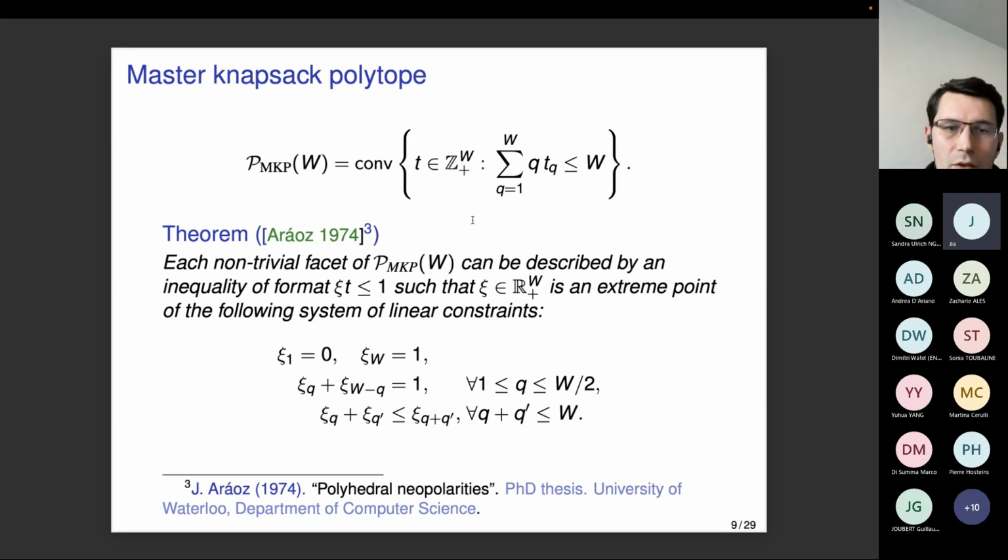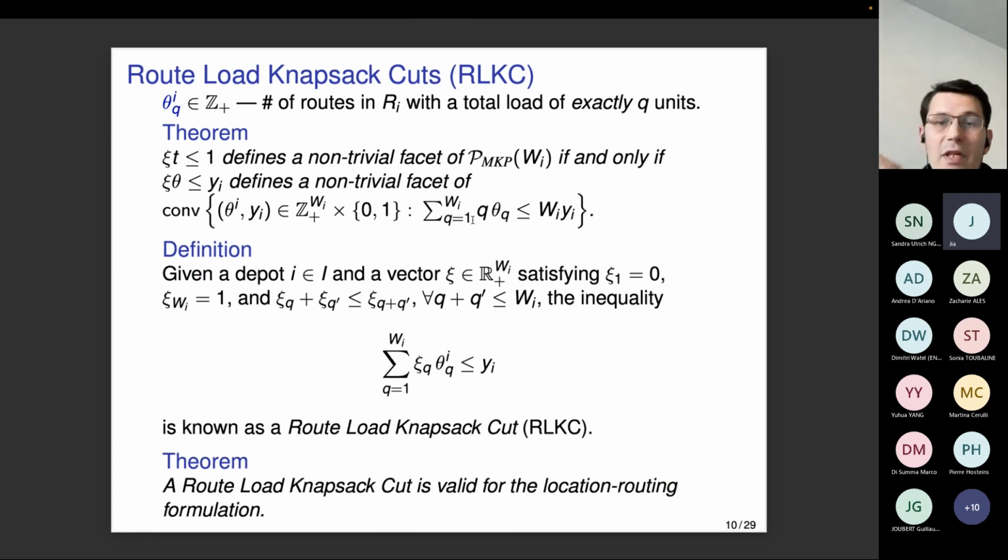Okay, and so how we're going to use this result in our work is that, as I said, we can have several routes with the same load, and we are going to use the variables theta, which are actually a linear combination of variables lambda. The theta qi is the number of routes assigned to depot i with a total load of exactly q units. And so we can have this theorem, which is not that difficult to show, that this inequality xt theta less or equal to 1 defines a non-trivial facet of the master knapsack polytope if and only if the inequality xt theta less or equal to yi defines a non-trivial facet of our depot capacity knapsack constraint.